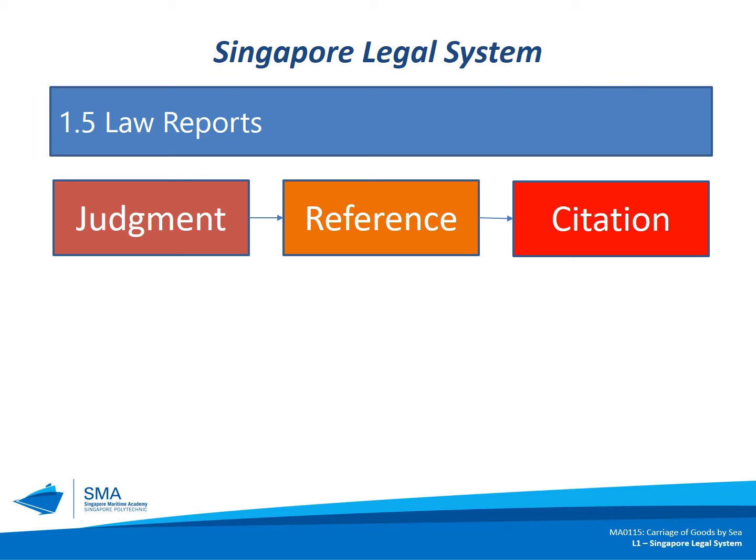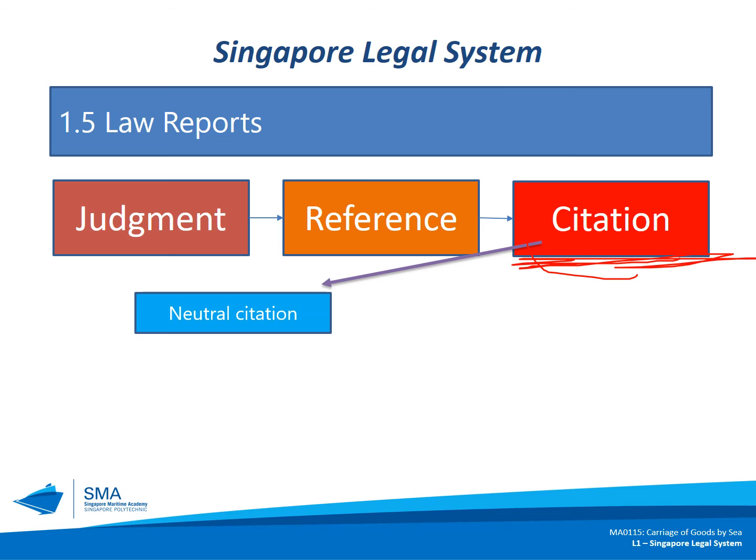But we don't call it reference. The more appropriate term, we call it a citation. Okay, citation. Understand? Citation, we are going to read about. There are two types of citation. The first type is called a neutral citation. All right, neutral citation. So what is a neutral citation?